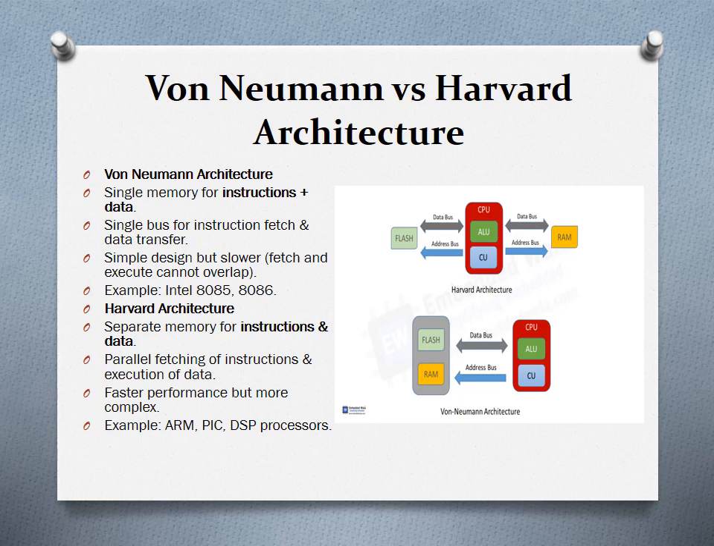So again I'm saying, von Neumann, you have a single memory both for the instruction and data. Harvard, you have 2 separate memories, one for the instruction and one for the data. Instruction memory, you call it a read-only memory or a flash memory. Data memory, you call it a RAM.